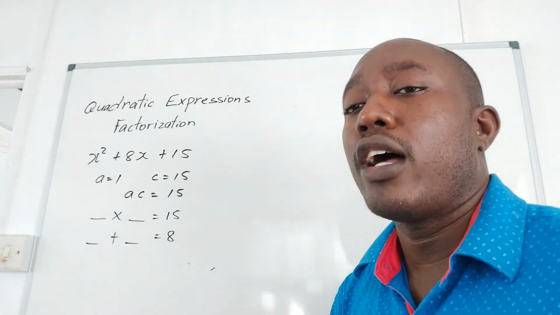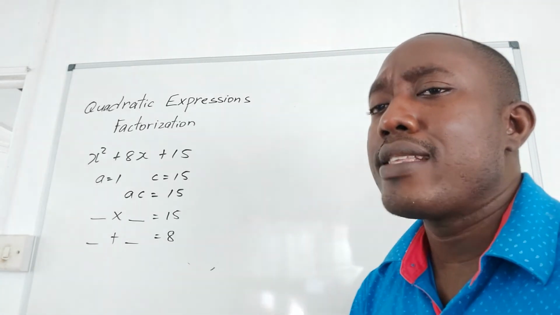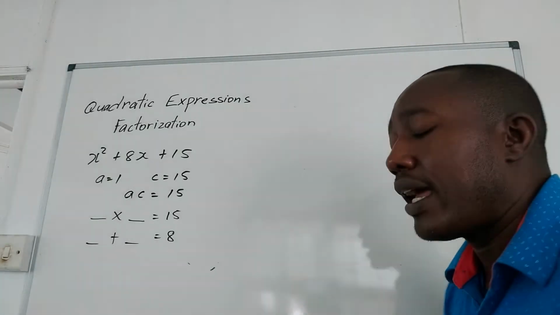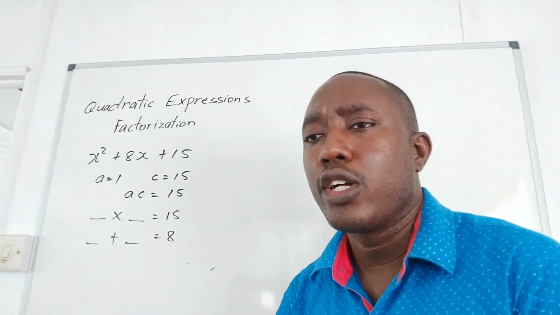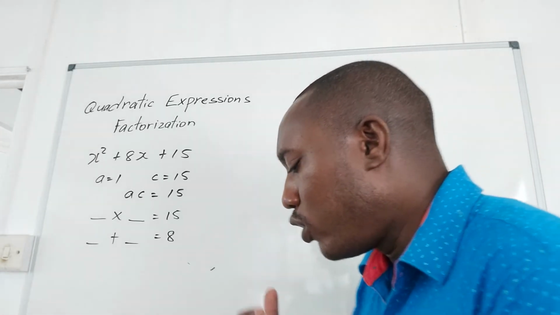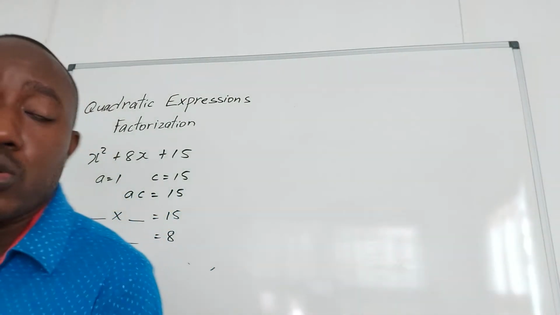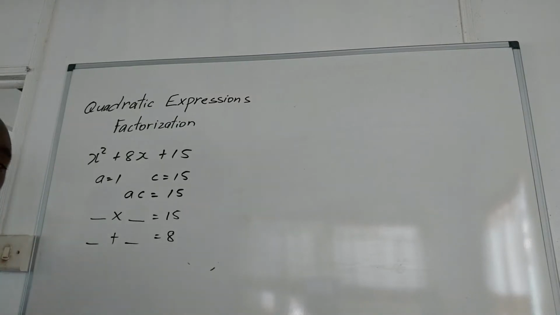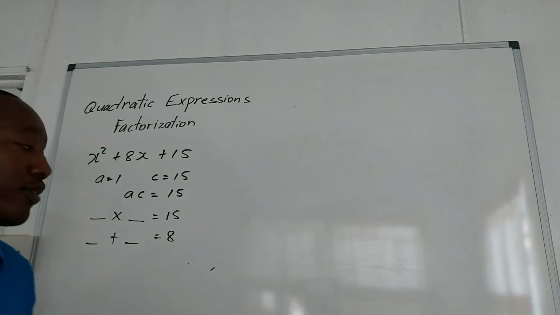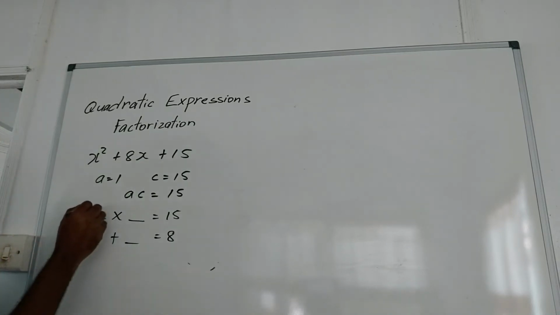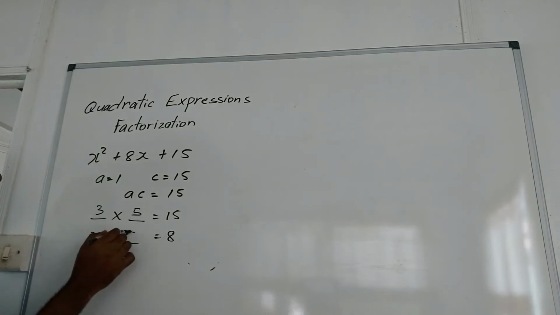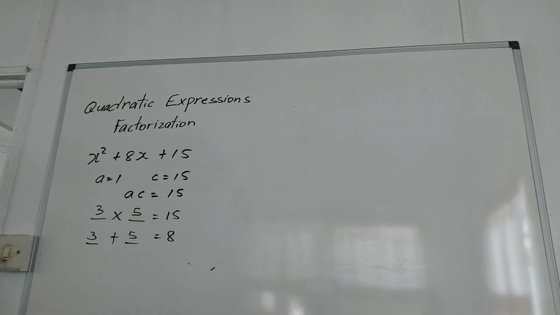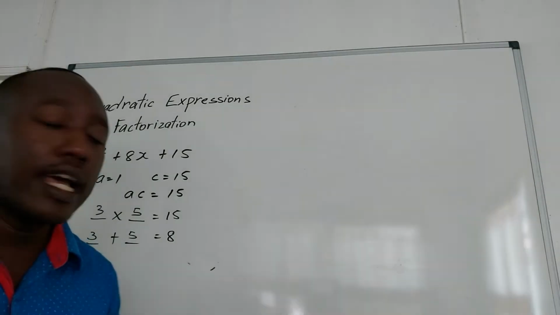So we have to try another two numbers. Let's see if we can find another two numbers to multiply to get 15. We know our multiplication tables that we would recite in primary school. What two numbers can we multiply to get 15? That's correct, 3 and 5. 3 fives will give us 15, and 3 plus 5 will give us 8. So those are the two numbers that we need.